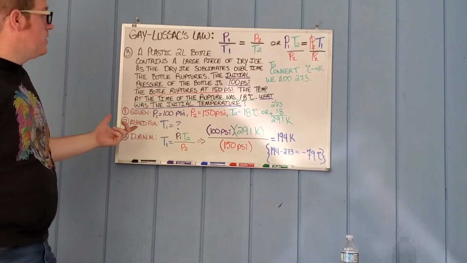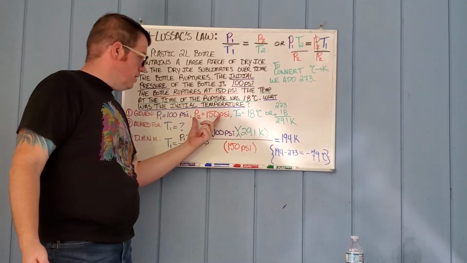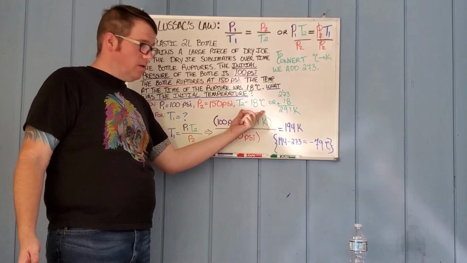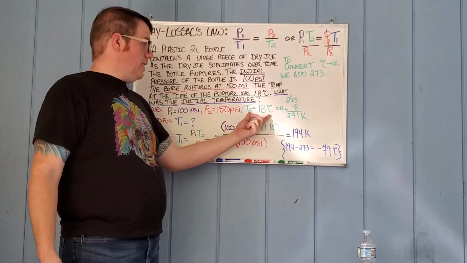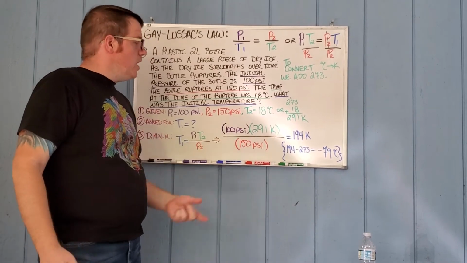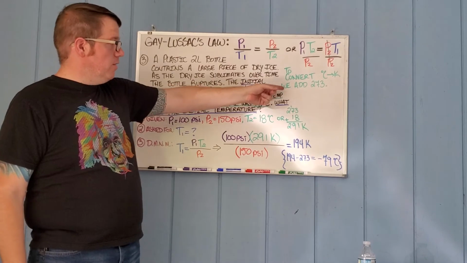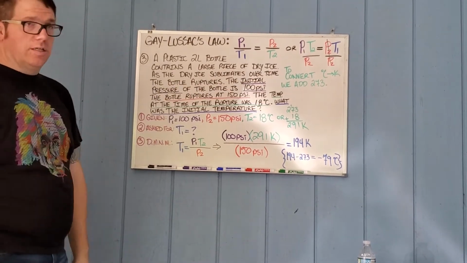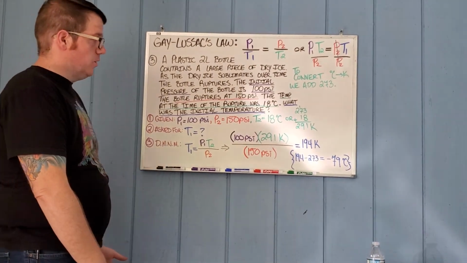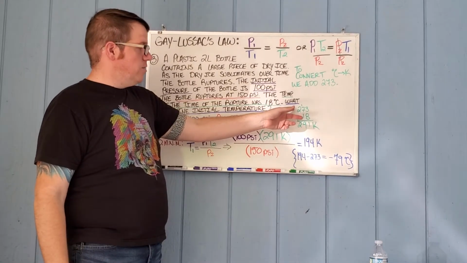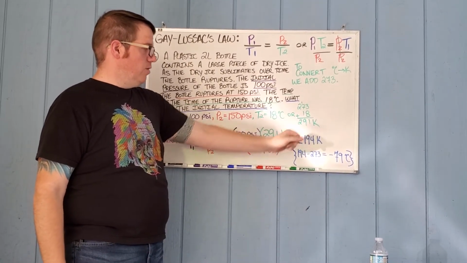The temperature at the time of the rupture, if the bottle ruptures at this psi and the temperature is measured here, that is automatically T2. That's what tells me that it's T2. So how do I convert Celsius to Kelvin? We add 273. So that's the conversion factor to move from degrees Celsius to Kelvin. So we take the 18, we add 273 to 18, and we end up with 291 Kelvin.